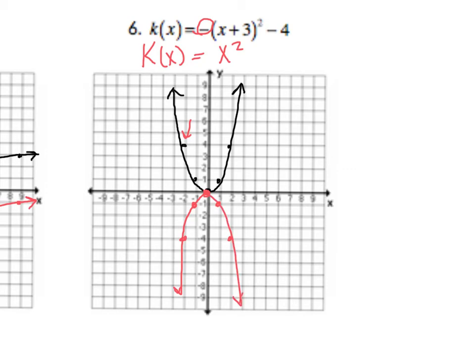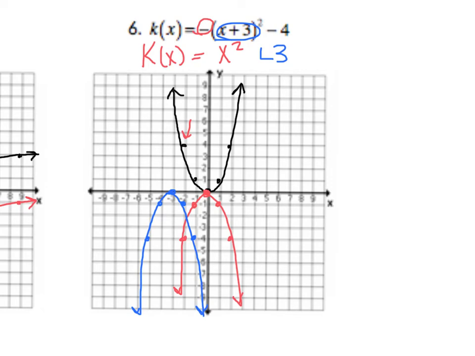Now in blue, I'm going to deal with this. This tells me I'm going to go left 3 units. So I'm going to shift every point over left 3 units. 1, 2, 3, and -3, 0, and -4, -1, -2, -1, -5, -4, and -1, -4. So I'm literally just taking each point that I've plotted and shifting it over 3 units.